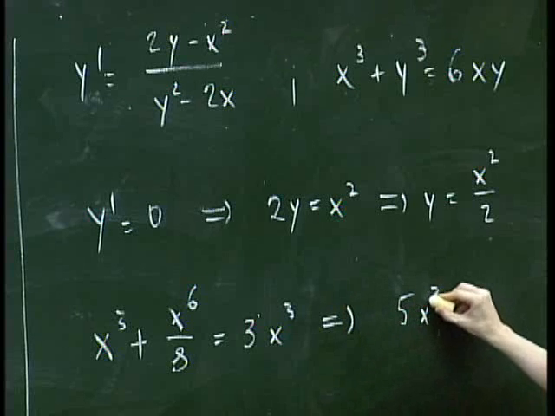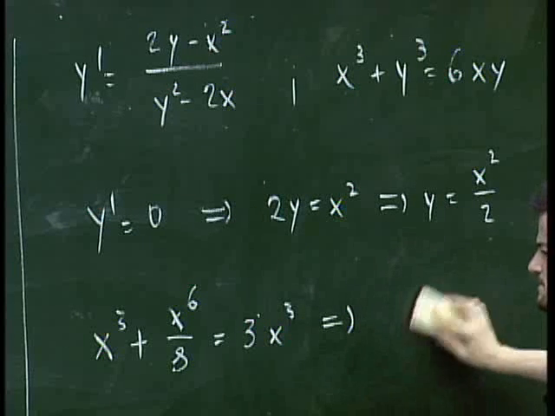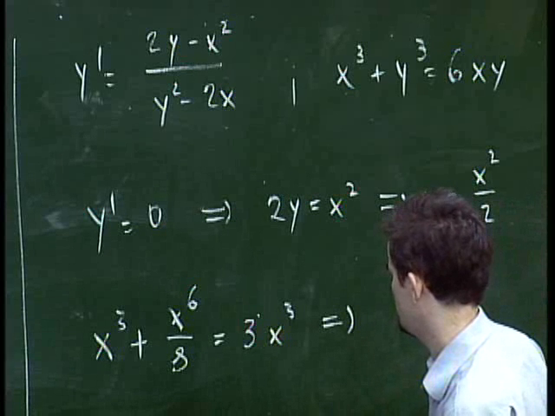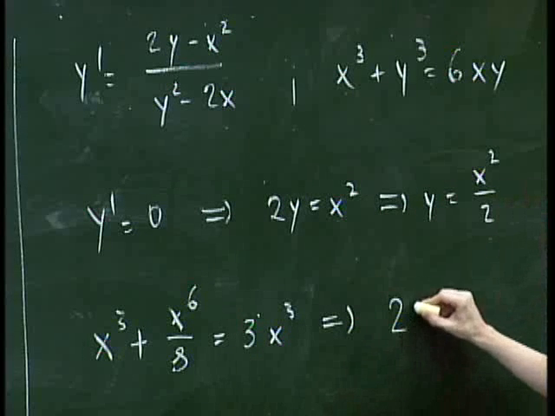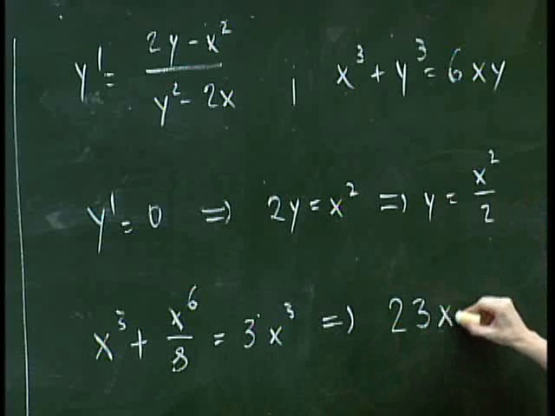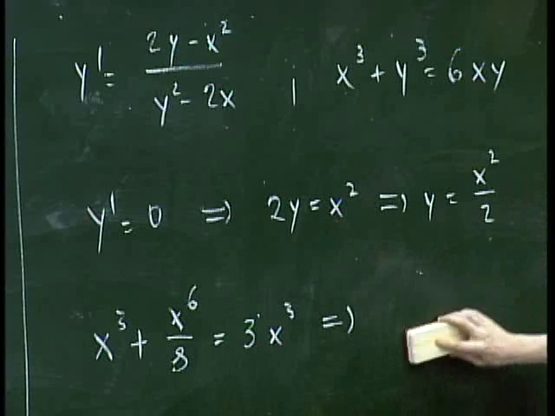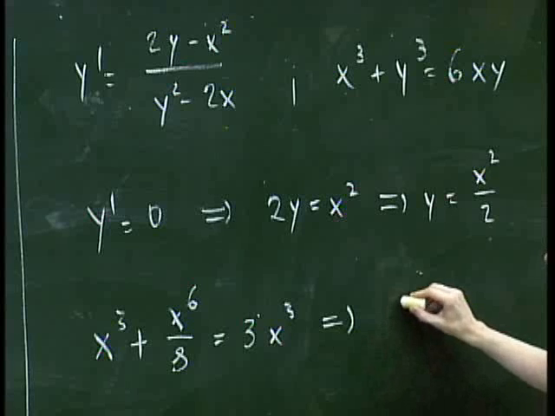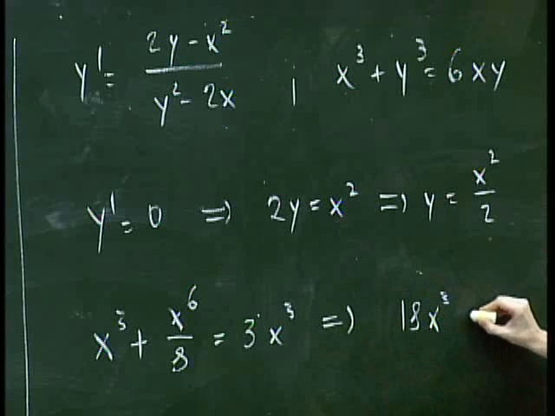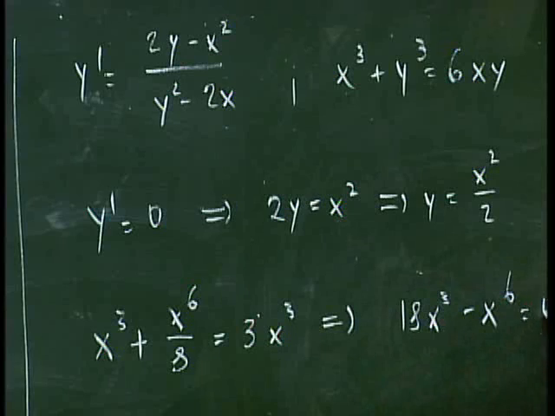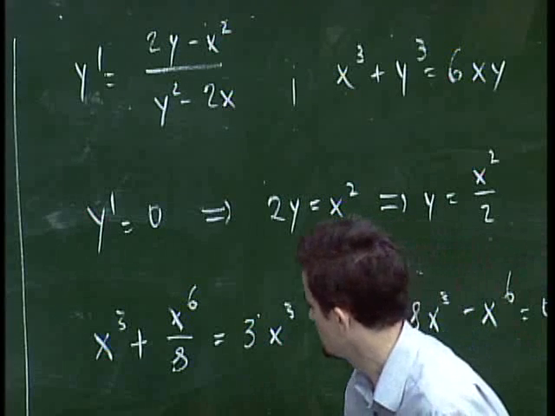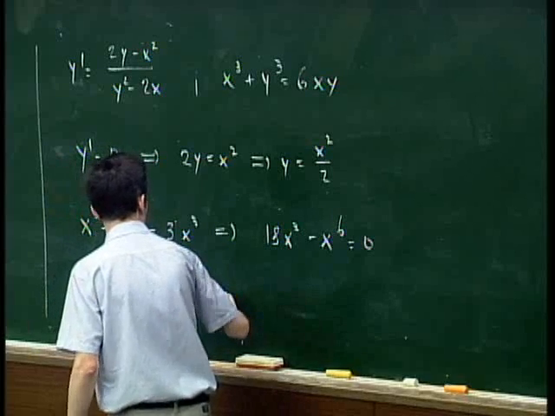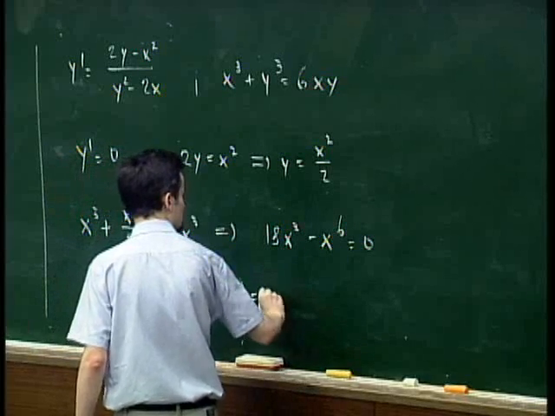Okay, so from this you get that 8x to the cube plus x to the 6 is equal to 24x to the cube, so 24x to the cube minus 8x to the cube is 16... so 18 minus x to the 6 is equal to 0. Okay, so now you can take out x to the cube, and you have 18 minus x to the cube is equal to 0.